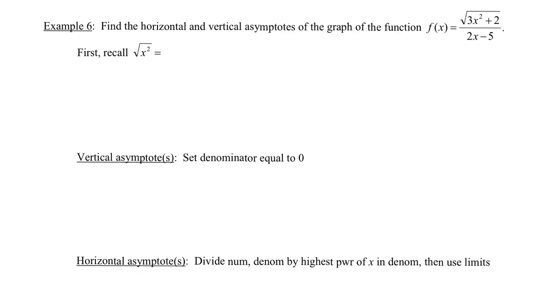Example 6 asks us to find the horizontal and vertical asymptotes for the graph of this function. First we need to look at the square root of x squared. So if you think about the square root of x squared, here's a question. Is that equal to x? Is the square root of x squared equal to x?